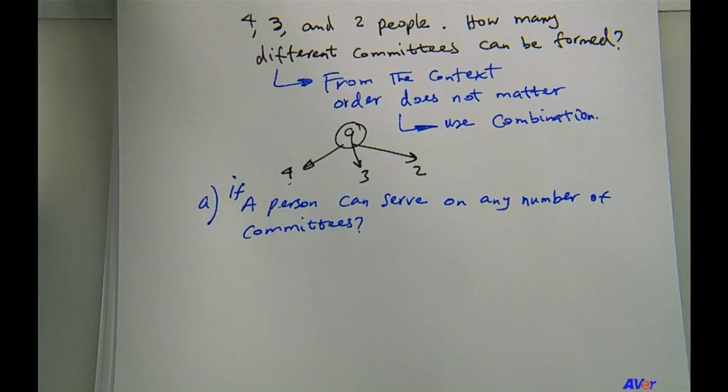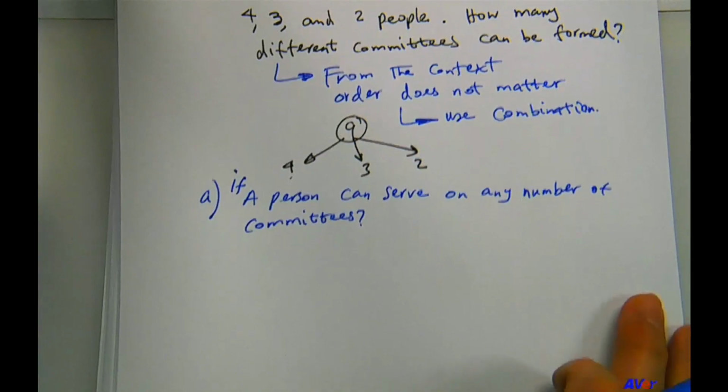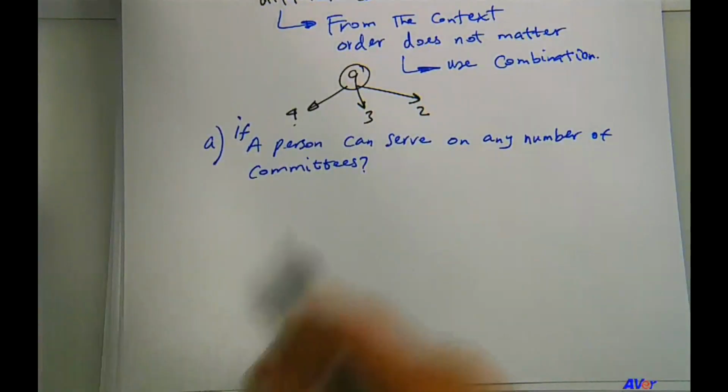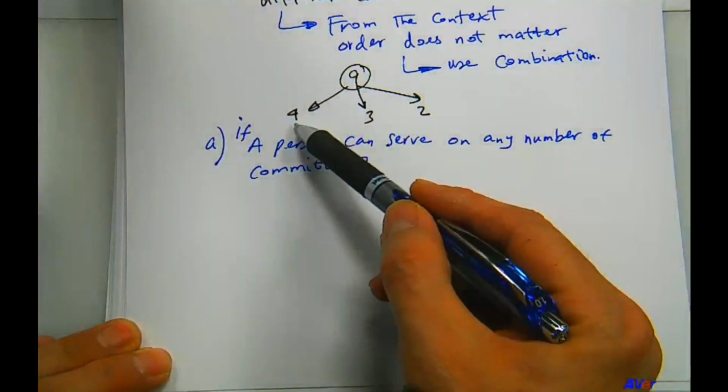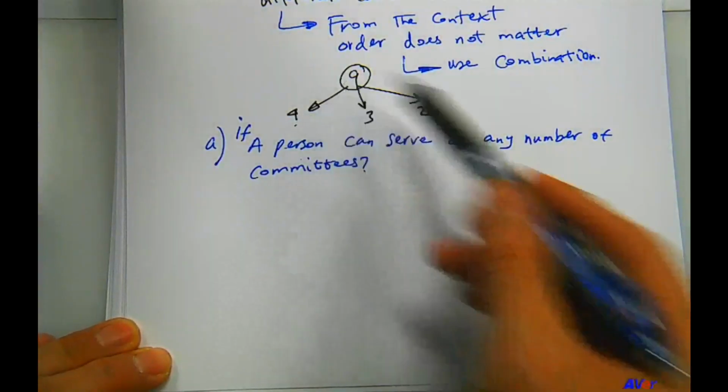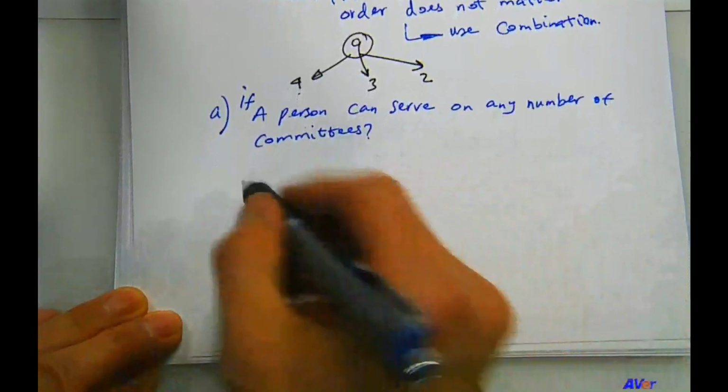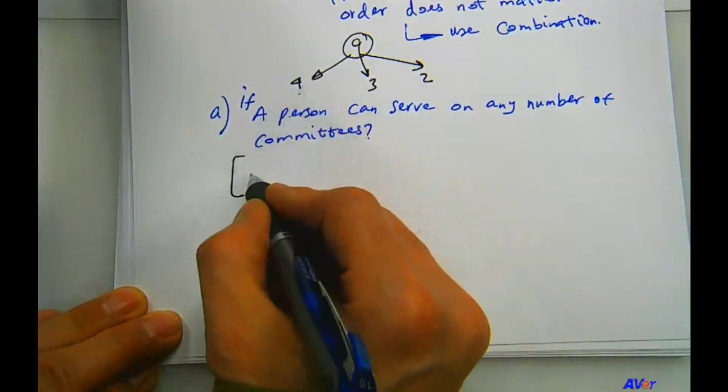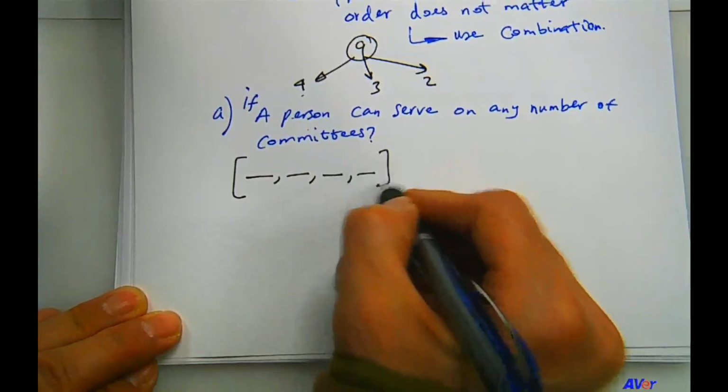Academic committees are always like this. So you can serve on multiple committees, on the personnel committee, on the curriculum committee, on the judicial committee, and accreditation committee, and so on and so forth. So for that reason, once a person is picked for one committee, that person is free to serve on any of the other committees. So for this committee, it would be 4 spots to fill.